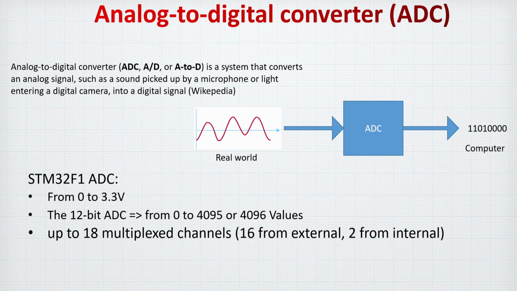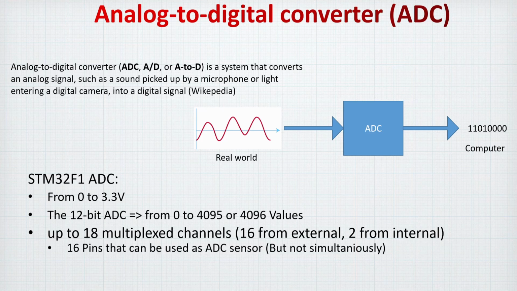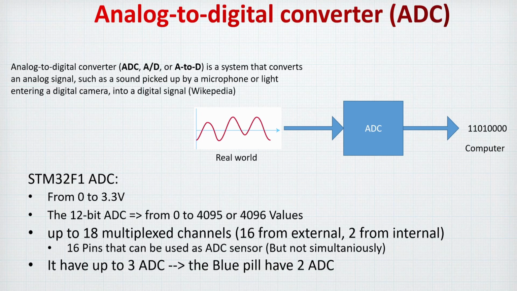Then it has 18 multiplexed channels, 16 external and 2 internal. In other words, do not complicate it, you have 16 pins that can be used as an ADC sensor, but not simultaneously. There are some ways to manage it, but just be careful, you can't set up all the pins at the same time to be an ADC. And finally, you can have up to 3 ADCs for the STM32F1 families, but in the case of the blue pill, you will have only 2 ADCs.